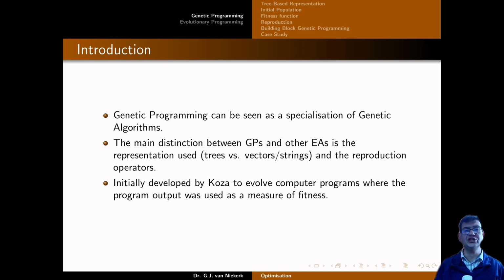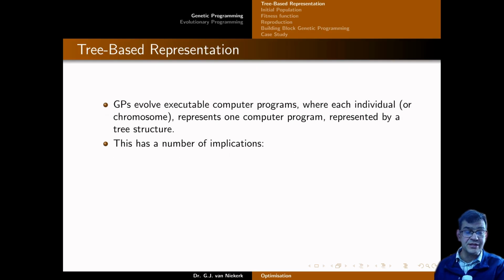Now, this was initially developed by John R. Koza to evolve computer programs where the program output was used as a measure of fitness. Now, genetic programming algorithms evolve executable computer programs where each individual or solution or chromosome represents one computer program. And each of these is a tree structure.